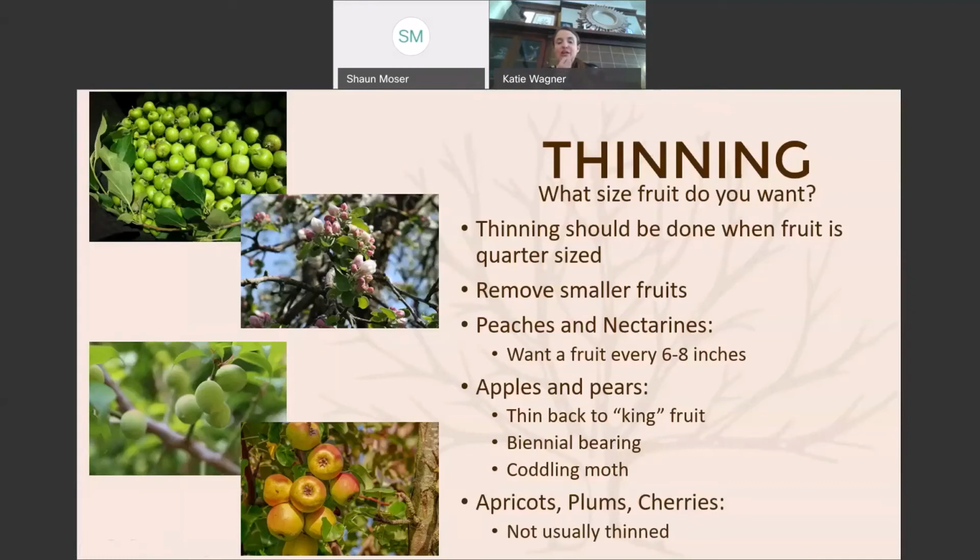Apricots, plums, and cherries are usually not thinned. Apricots do a pretty good job of thinning themselves because their blooms open so early in the season that oftentimes they're susceptible to frost damage. And so unless you have a really good spot for an apricot tree, a lot of people don't get apricot production every year because of the frost damage to the blooms.